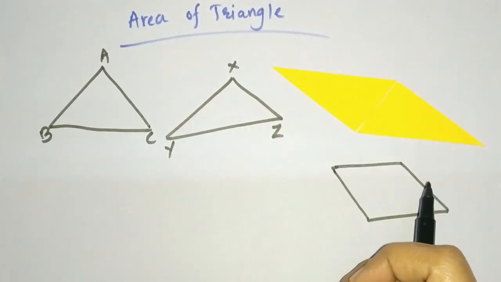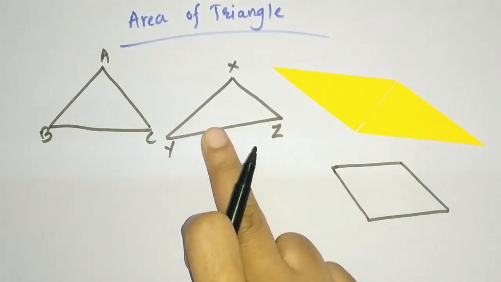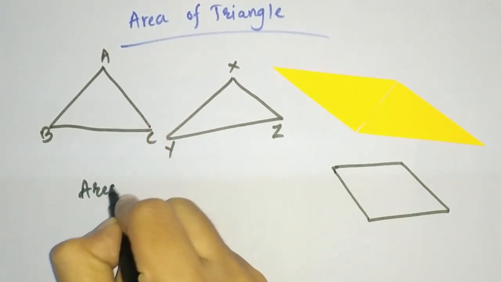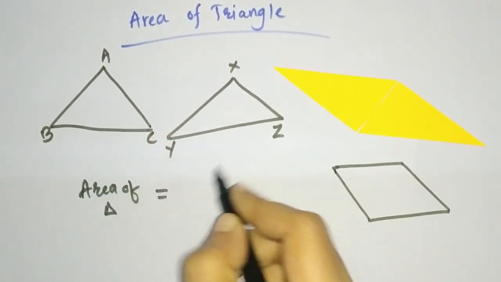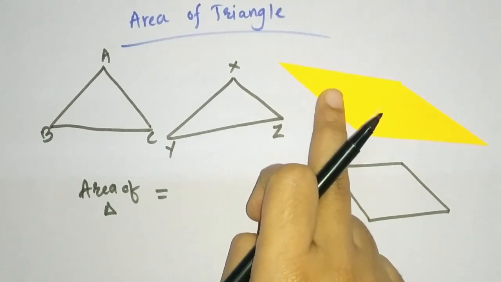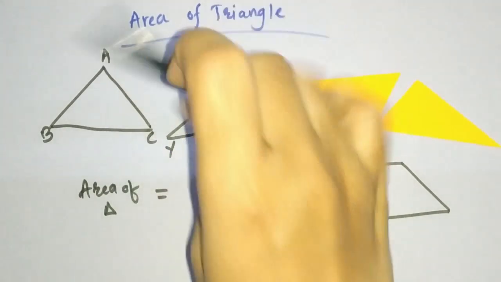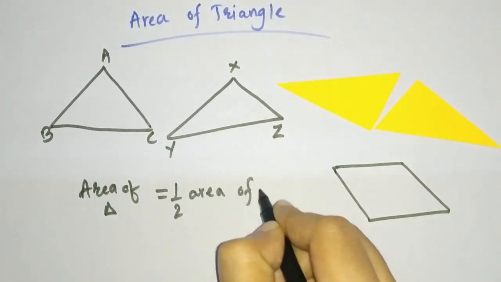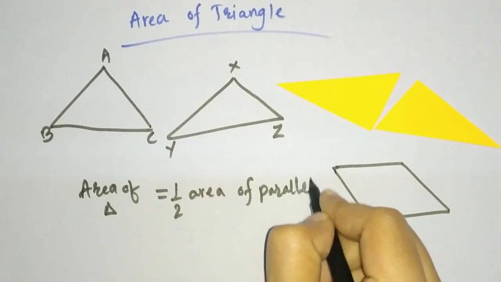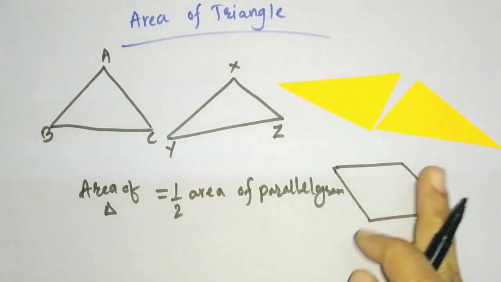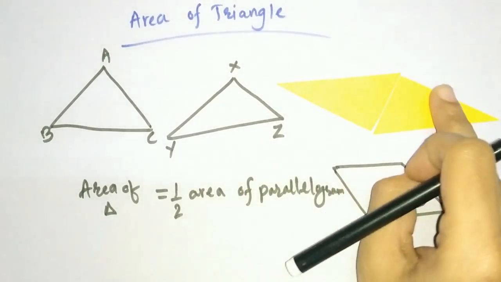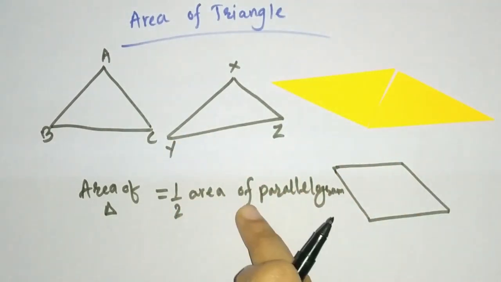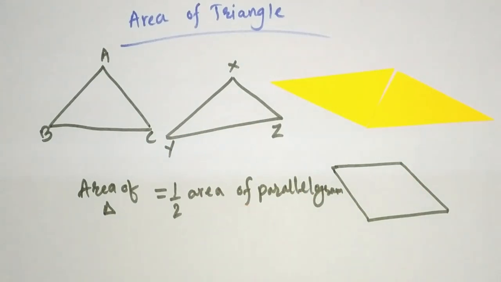So we compare the area of each triangle with the area of this parallelogram. What we observe is that the area of the triangle is equal to half of the area of the parallelogram, since we have arranged two congruent triangles here. So the area of a triangle is equal to half of the parallelogram.